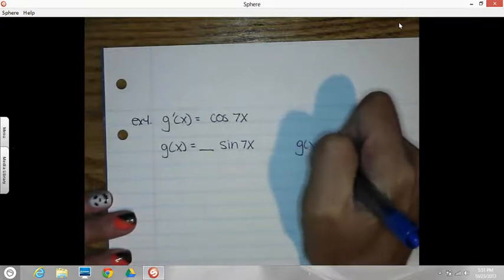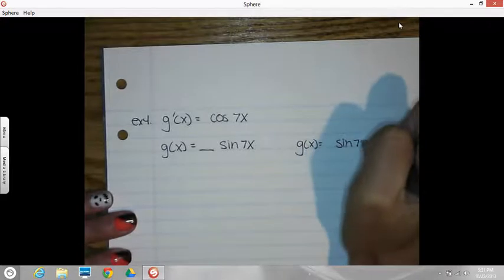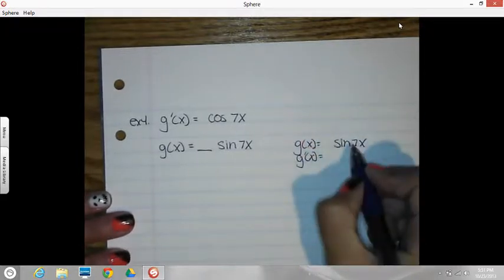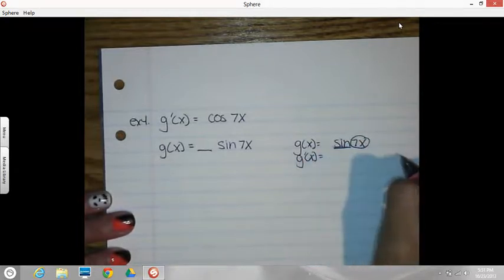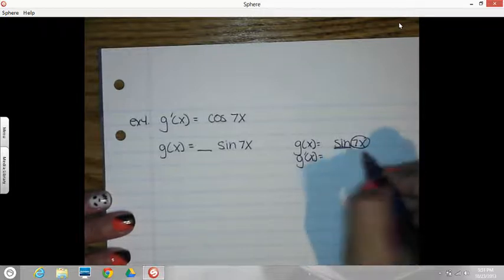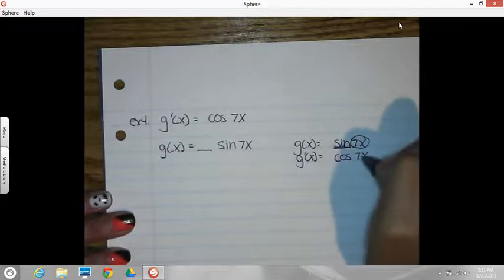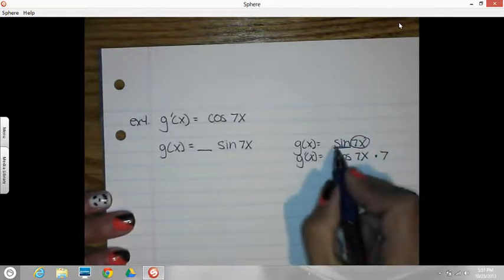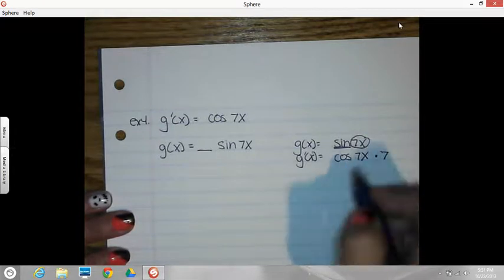So I'm starting with sine of 7x. I'm going to do the derivative. The derivative of a trig function is the trig function, and then the derivative of the angle. So sine's derivative is cosine. Keep the angle the same, but then I have to remember I'm going to be multiplying by the derivative of the angle, which is a 7. So if I was to leave this as my derivative, my antiderivative would be 7 cosine 7x.